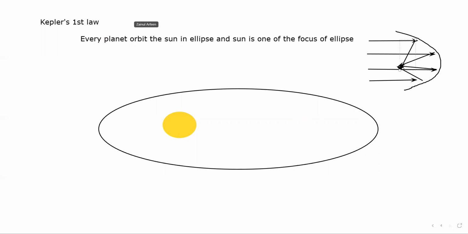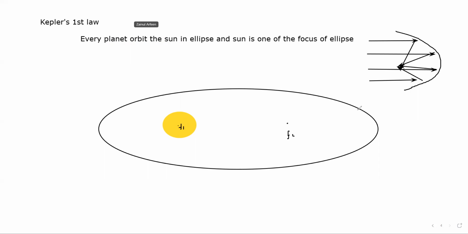Same thing, according to Kepler's first law, this ellipse will have two foci. One of the foci will be the Sun. When it is here, the Sun is the focus. The other way around, this will be F2. But one of the foci is the Sun. That is Kepler's first law.